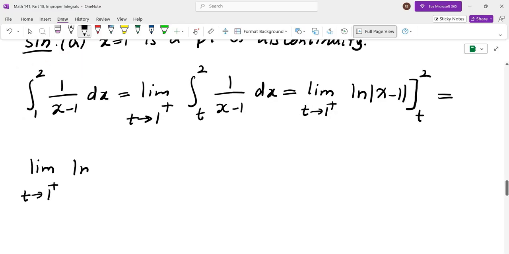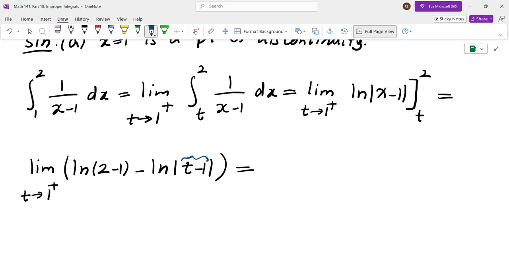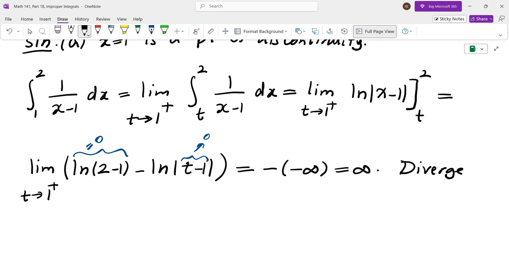We get natural log of 2 minus 1 minus natural log of t minus 1. As t approaches 1, this guy approaches 0. And natural log of 0 approaches negative infinity. So natural log of 1 is 0 exactly. So that's exactly 0. So we get negative minus infinity. So this means this integral, in fact, diverges.